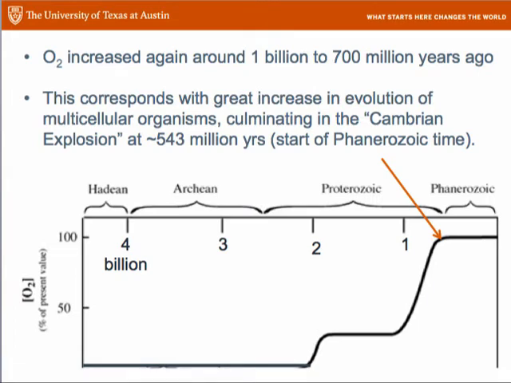There is another really large increase in the amount of oxygen spanning the time from about 1 billion to 700 million years ago. And this corresponds with an increase in the evolution of multicelled organisms. There was a huge explosion of life about 543 million years ago, sometimes called the Cambrian explosion, where all of a sudden in the fossil record you start to see animals with shells and other hard parts, and a little bit later bones, so things that can be easily preserved in the fossil record. Prior to that you had just soft-bodied things.